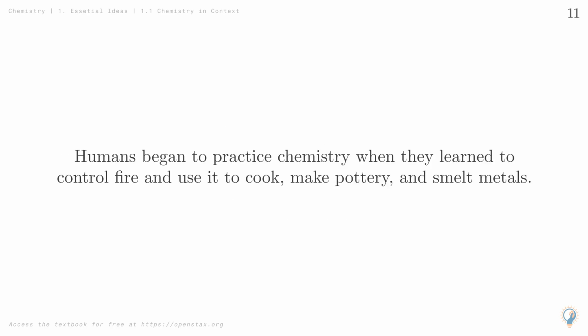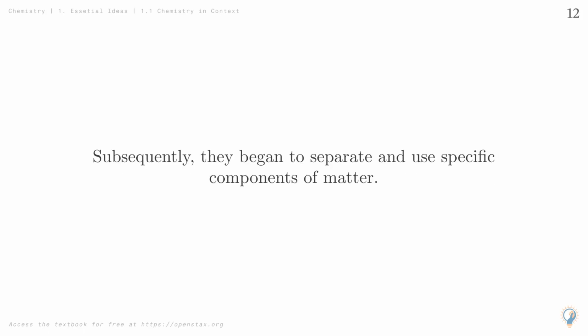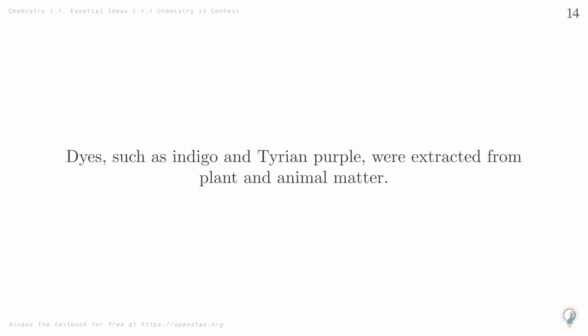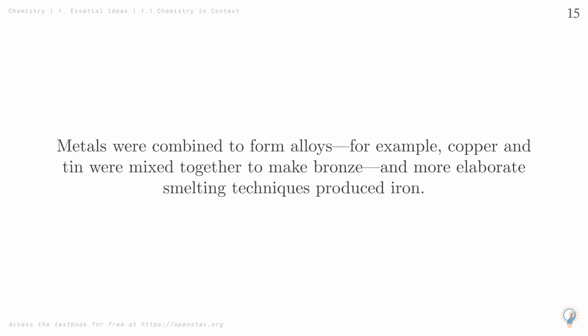Humans began to practice chemistry when they learned to control fire and use it to cook, make pottery, and smelt metals. Subsequently, they began to separate and use specific components of matter. A variety of drugs such as aloe, myrrh, and opium were isolated from plants. Dyes, such as indigo and Tyrian purple, were extracted from plant and animal matter. Metals were combined to form alloys.